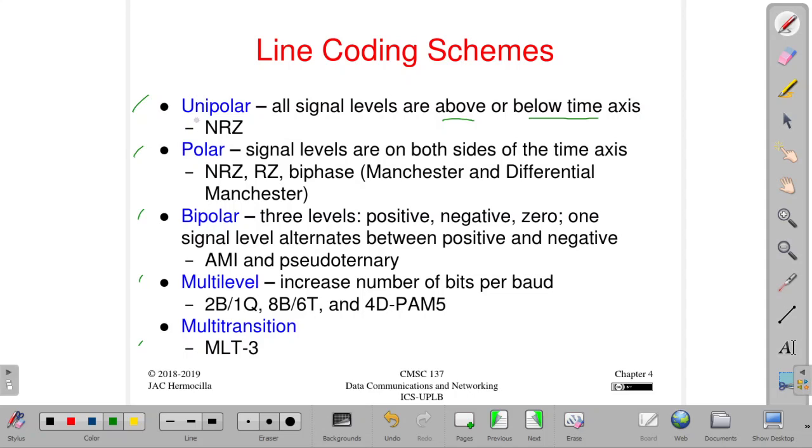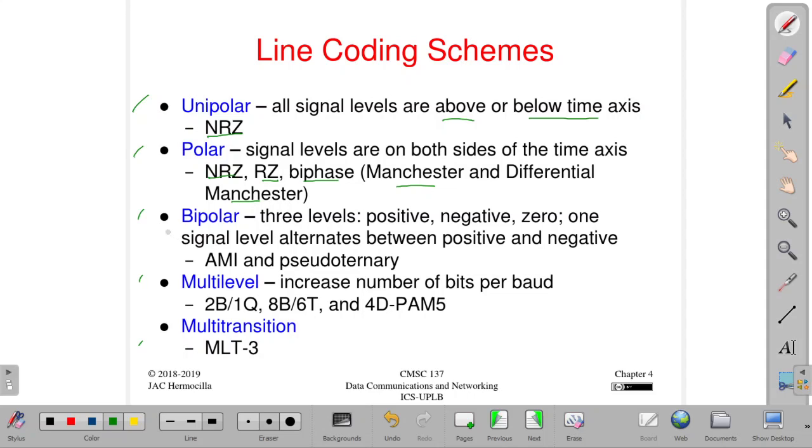So we actually have a unipolar NRZ. That's one encoding scheme under this category. The second one is polar, wherein the signal levels are on both sides of the time axis. The time axis is the x-axis. So we have polar NRZ, polar RZ. We have biphase, which has Manchester and differential Manchester.